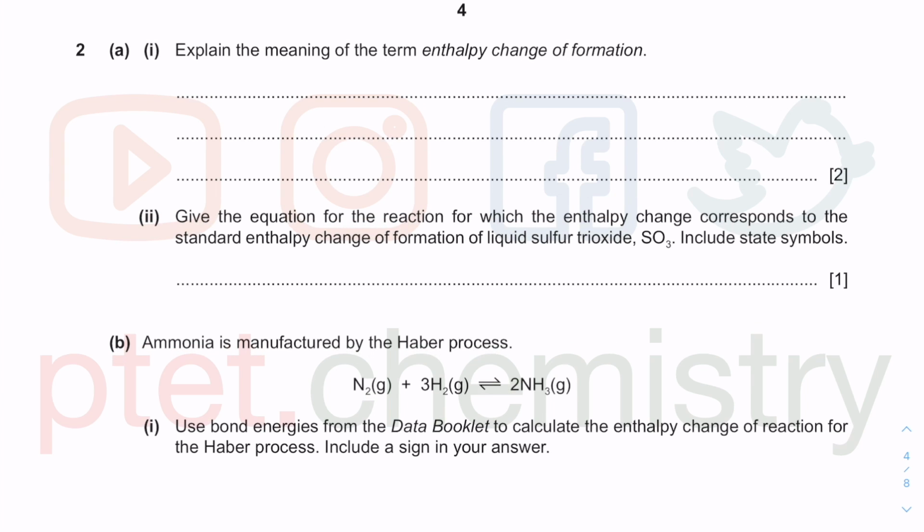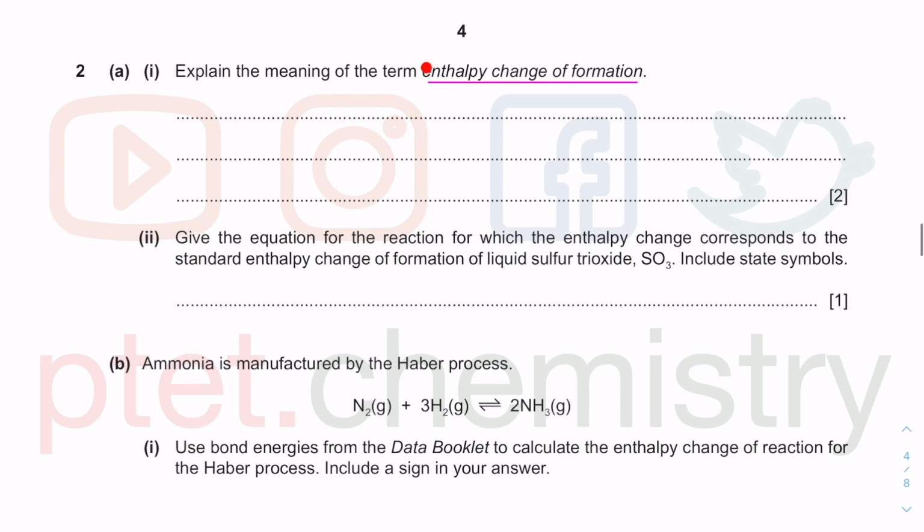In this second question, explain the meaning of the term enthalpy change of formation. You will notice that they don't mention standard here, so you don't get 1 mark for standard conditions because they do not mention standard here. Sometimes they will say explain the meaning of the term standard enthalpy change of formation, but if you already remember the definition and understand the conditions, I don't think they'll penalize you. You just don't get the extra mark or extra credit awarded for it.